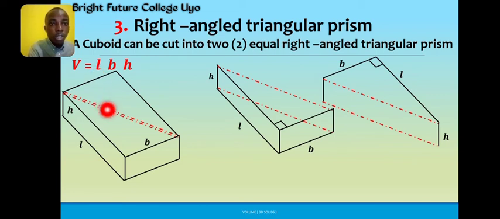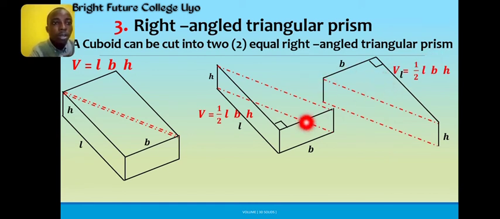Now take note, for the whole cuboid, this is the formula. By the time you cut the cuboid into two parts, of course they are equal, you will now have, for this alone, half LBH. Of course, it's half of this, so this also will be 1/2 LBH because they are halves. So by the time you join them together, you have a full cuboid. Are you there? Okay.